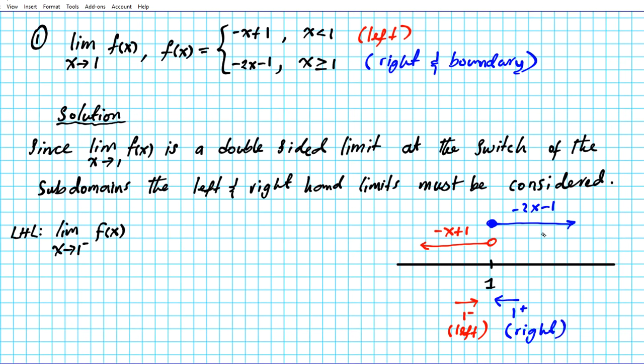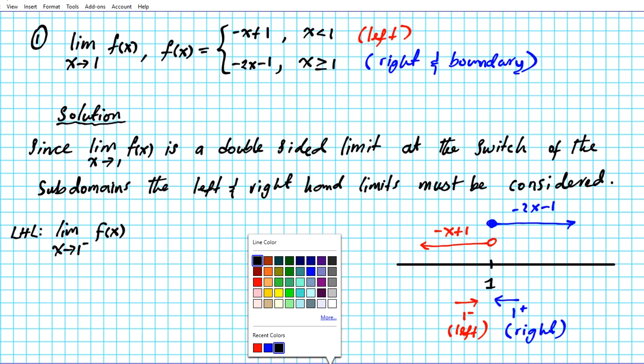Alright? Basically, when x is approaching 1 from the right, we are going to be looking at the function negative 2x minus 1. Okay, so you see why it's important to consider the left and the right limits when you're dealing with a situation where what you're approaching is at the switch in the subdomains, because you're looking at two entirely different functions.